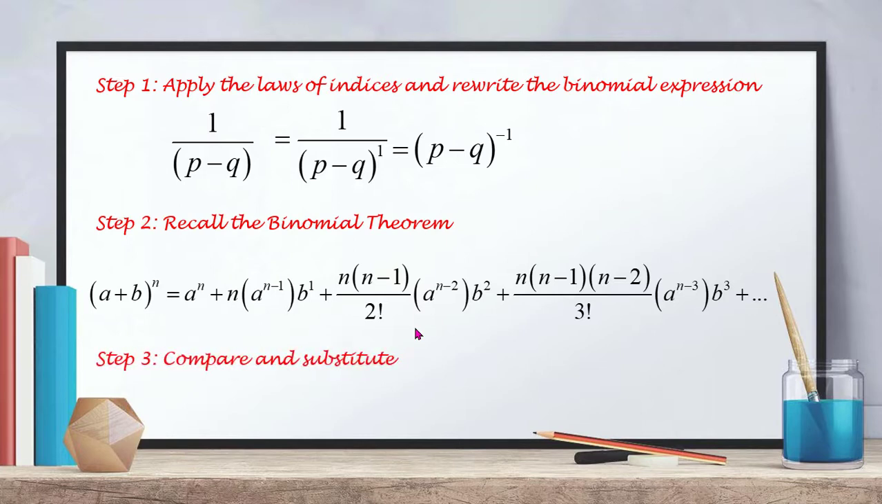Then step number 3, all that we're going to do is compare p minus q raised to the power negative 1 to a plus b raised to the power n. So here what we see is that where there's a, there is p, so a is equal to p. And where we've got b, we've got a minus q. Notice that if there's a negative, we consider the negative sign as well. So our b is going to be equal to negative q. And n, of course, is equal to minus 1.